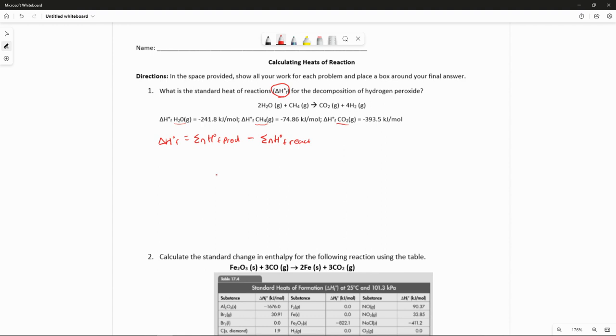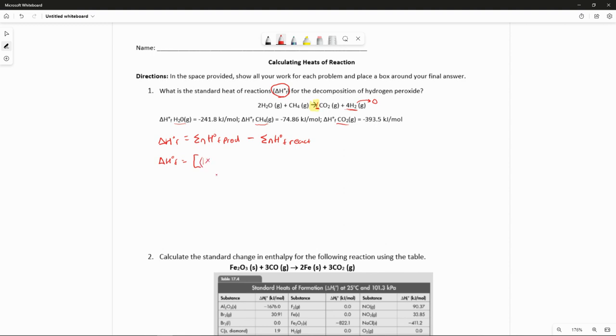Then we have to calculate this. We always have to recognize that single elements on their own have 0. So the value of delta HF for this is going to be 0. We know this is 0, and we're given all the other values. For the products, we have to look at the arrow sign. So we have 0, delta H, F equals, we have first CO2, and we have a 1 in front of the CO2.